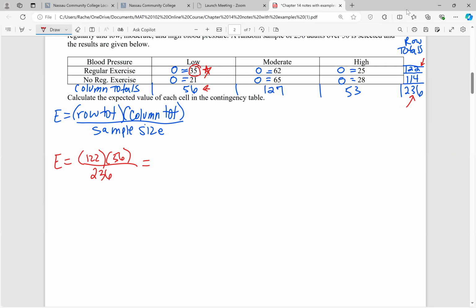So this rounds to about 29. Let's just go to the nearest whole number. So this works out to be about 29. So the expected value, what we would expect if blood pressure and status of exercise were independent, we would expect about 29 people to fall into those categories.